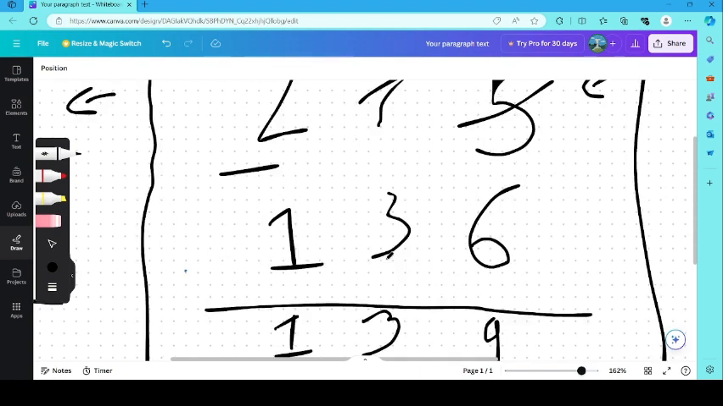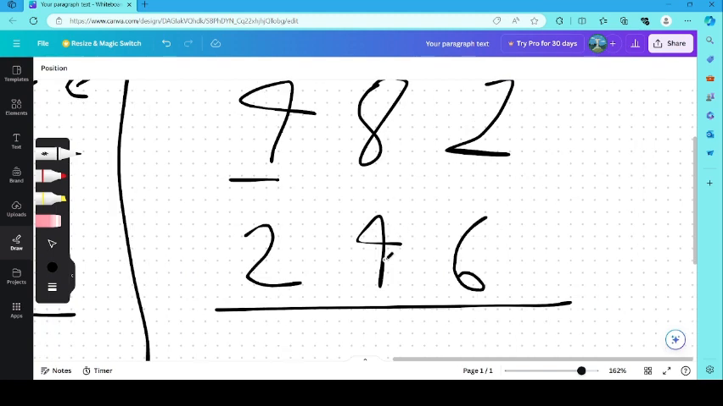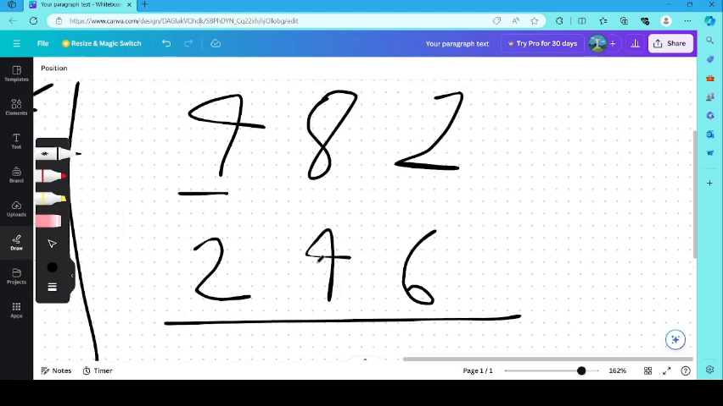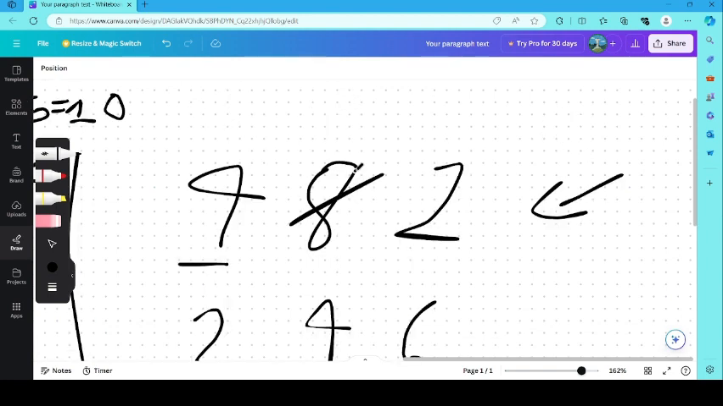Question 3: 482 minus 246. As you know, ones place we must start, no doubt. 2 minus 6 cannot work. You know why? Because our minuend is less than our subtrahend. So we head to our next door neighbor, which is 8 and 4. We move 1. We slash the 8 to remind us it's no more an 8. It's now a 7 because we took 1 away from our 8.